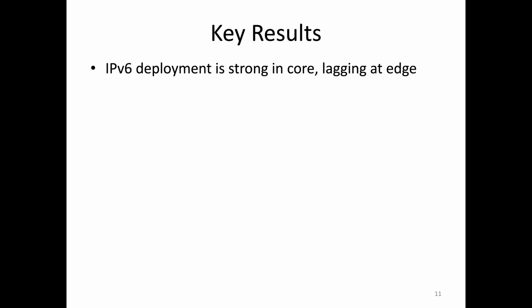So some high-level results up front. IPv6 deployment is strong in the core and lagging at the edge. And this is not too surprising, given that it is relatively easy to turn on IPv6 on dual-stacked routers, and the configuration is not too much different than what we're used to with IPv4 routers.